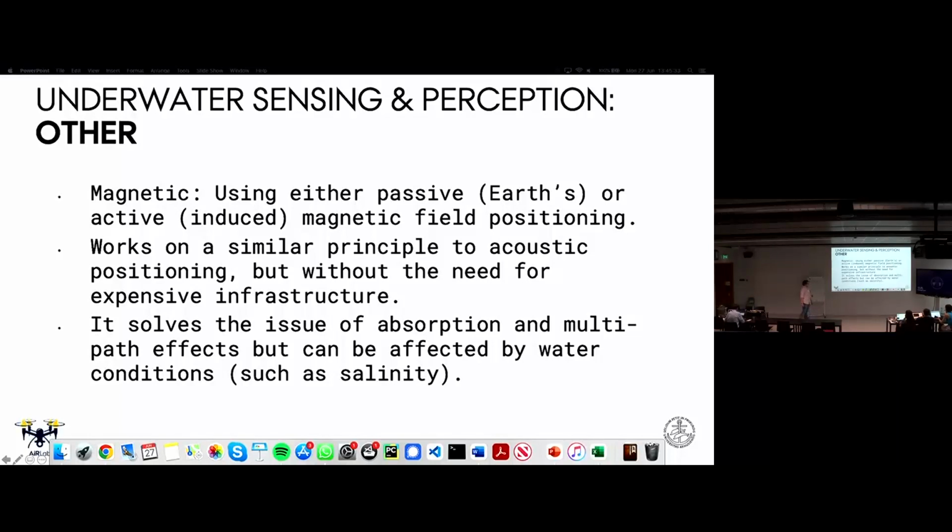So it works on a similar principle to acoustic positioning. Obviously, you would need some form of understanding of the source, and some form of understanding of the receiver. But there's no need for this expensive infrastructure, especially when it comes to the passive field from the Earth, and it's also not as much affected by the water, especially in terms of longer sensor ranges. It's not as affected by water, but it can be. Any minerals or metals in the water are going to warp the magnetic field accordingly.